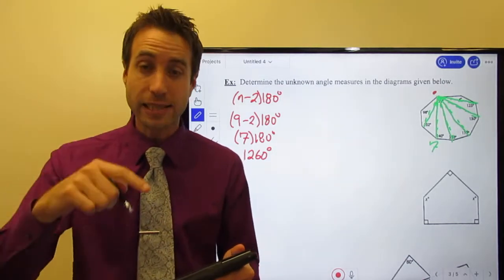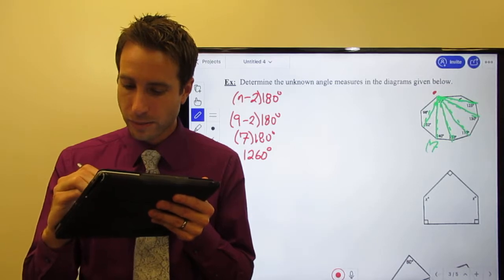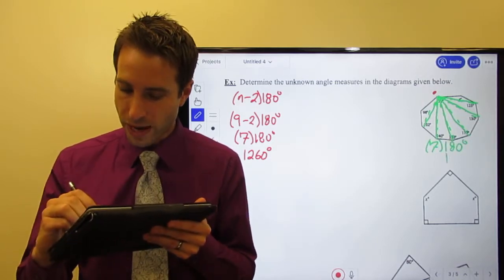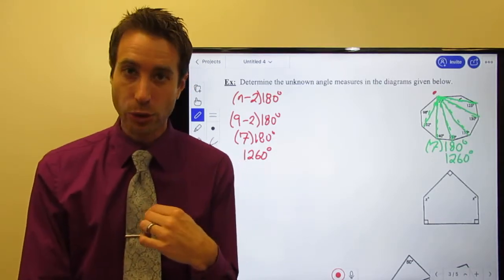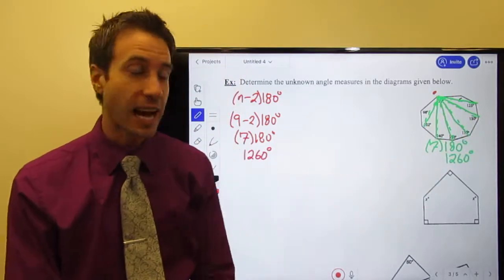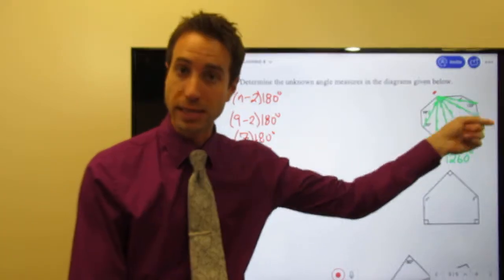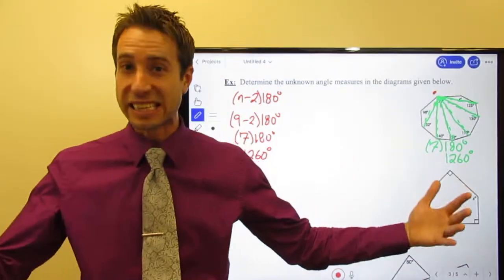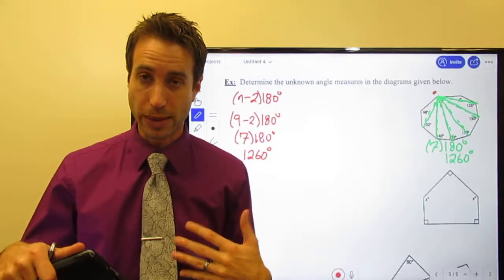I know the interior angles of a triangle have to sum to 180 degrees. So 7 times 180, once again, 1,260 degrees. The point is this: I don't care which way you do it. Count the number of sides and use the equation, or draw the triangles inside the polygon, count the number of triangles, multiply by 180, and get the interior measure. Either way, you get the same answer. I don't care which way you do it.